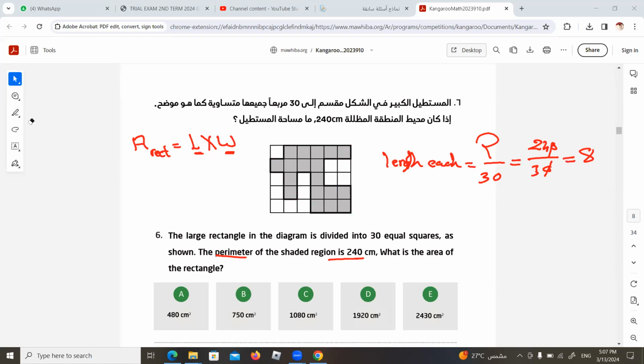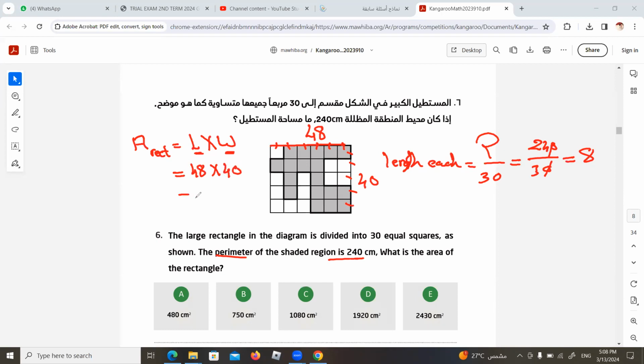Each part is 8. So I just write this is 1, 2, 3, 4, 5, 6. 6 times 8 equals 48. So the length equals 48. What about the width? 1, 2, 3, 4, 5. So it's 5. So 5 times 8 equals 40. So our length is 48 and our width is 40.